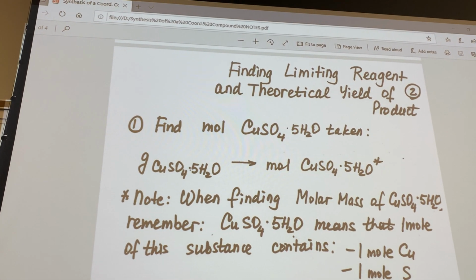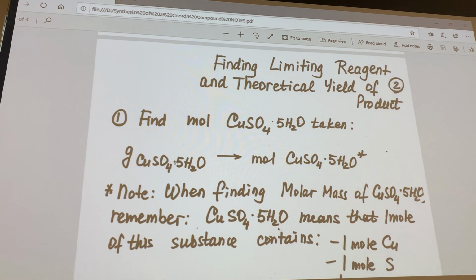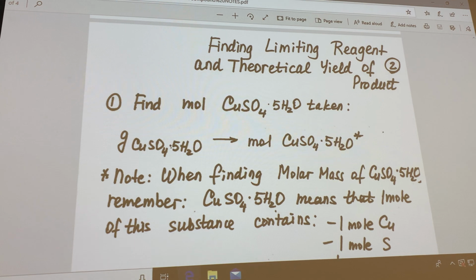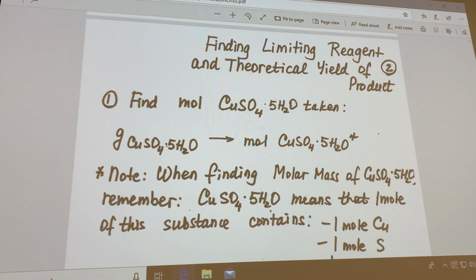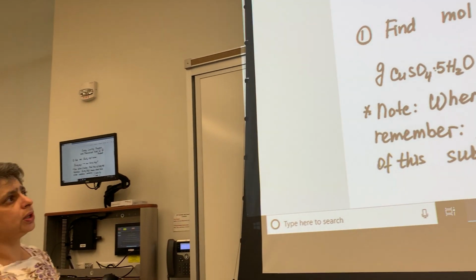So the first task on the supplemental data sheet is to figure out which of the 2 reactants, copper sulfate pentahydrate or ammonia, is the limiting reactant. What is a limiting reactant? Well, a limiting reactant is a reagent, as you know, that's going to run out first. But how do we know which one will run out first?